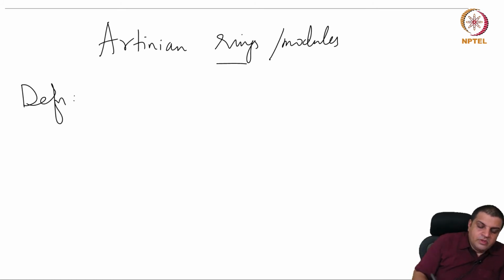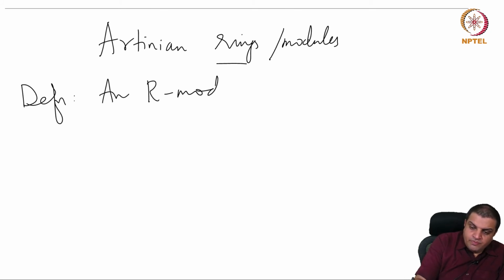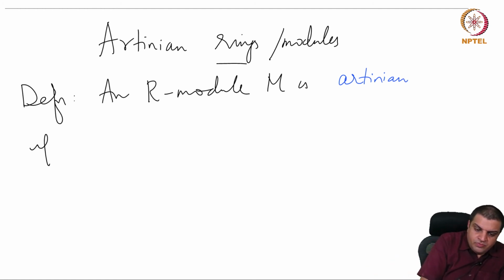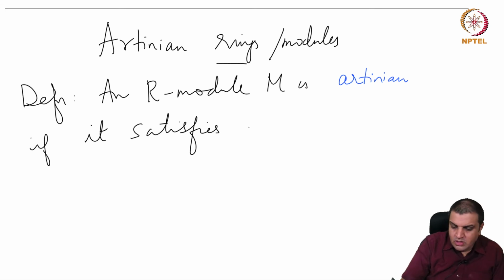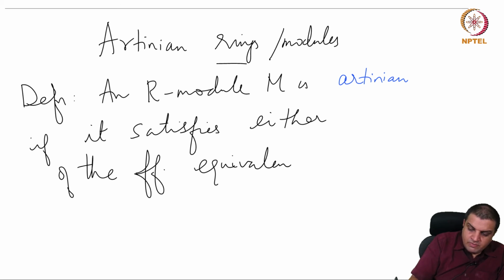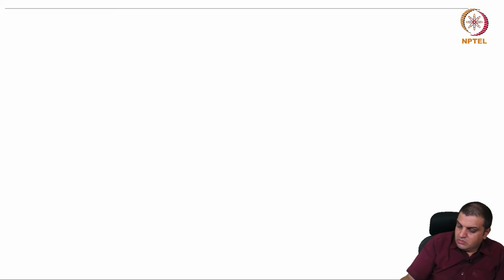Definition. An R-module, R is any commutative ring now, an R-module M is Artinian if it satisfies either of the following equivalent conditions, either or both.